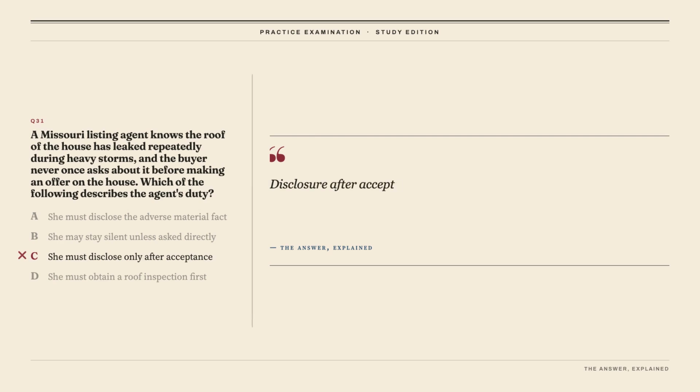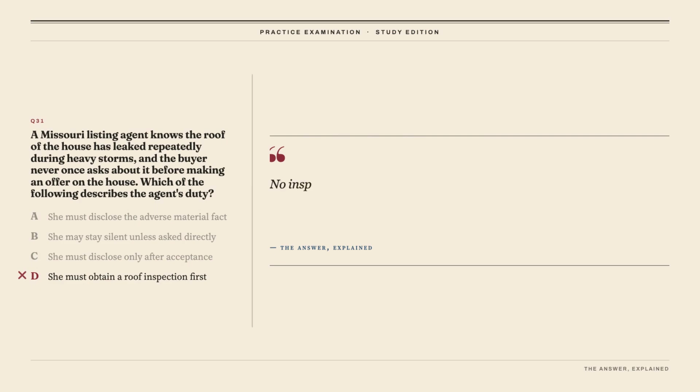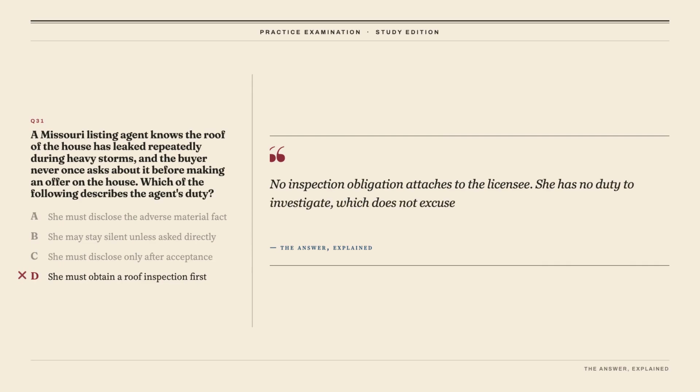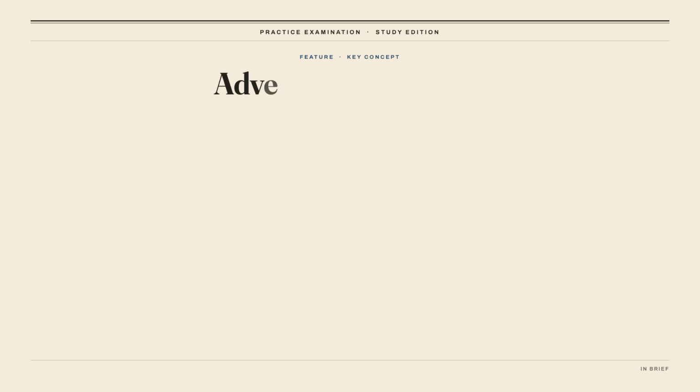C is wrong because disclosure after acceptance comes too late to inform the decision. The point of the duty is that the buyer can weigh the condition before committing. D is wrong because no inspection obligation attaches to the licensee. She has no duty to investigate, which does not excuse silence about a defect she already knows. A Missouri licensee's duty to a customer she doesn't represent is narrower than her duty to her client, except for one duty that isn't narrow at all, disclosing adverse material facts.